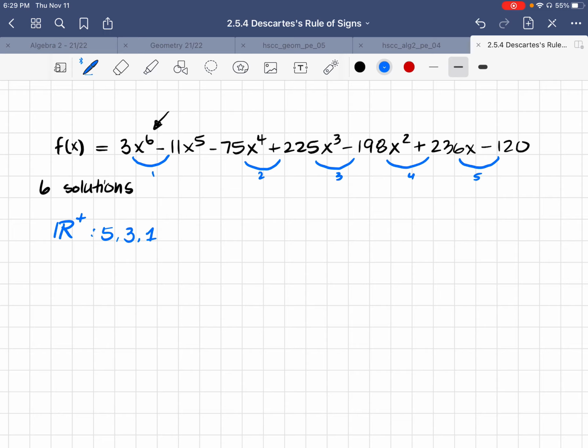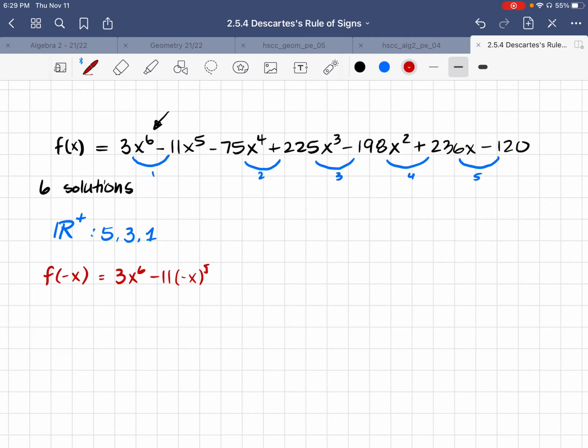Now remember, there's 6 solutions. So if there's 5 positive reals, what are the other possibilities? And this is where Descartes' second part to his rule comes into play. If you take the function and you put a negative x in place of all the x's, what you end up getting is a secondary function you can analyze. Now I'm going to go ahead and simplify it. So if you put in negative x to the power of 6, that just simplifies out to 3x to the 6th. So I'm just going to write 3x to the 6th minus 11x, not x, negative x to the 5th.